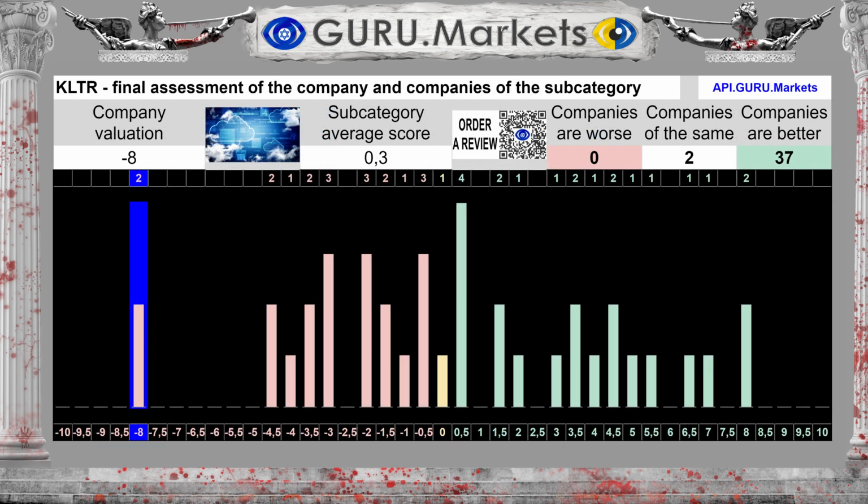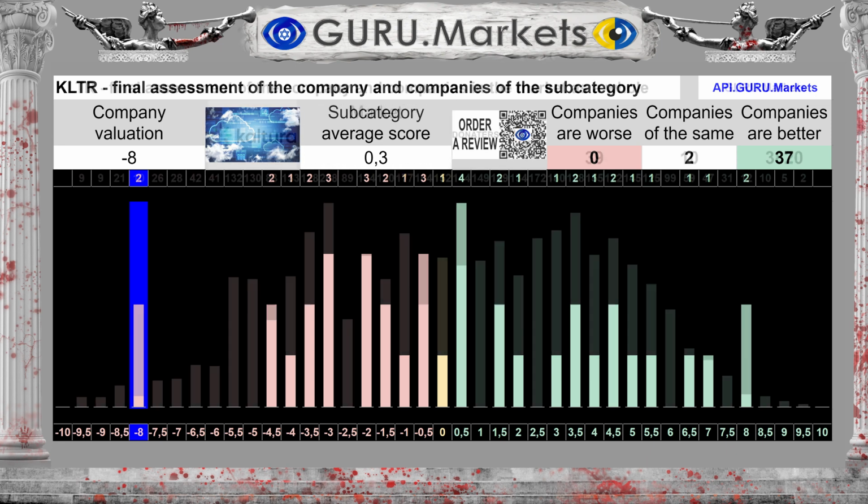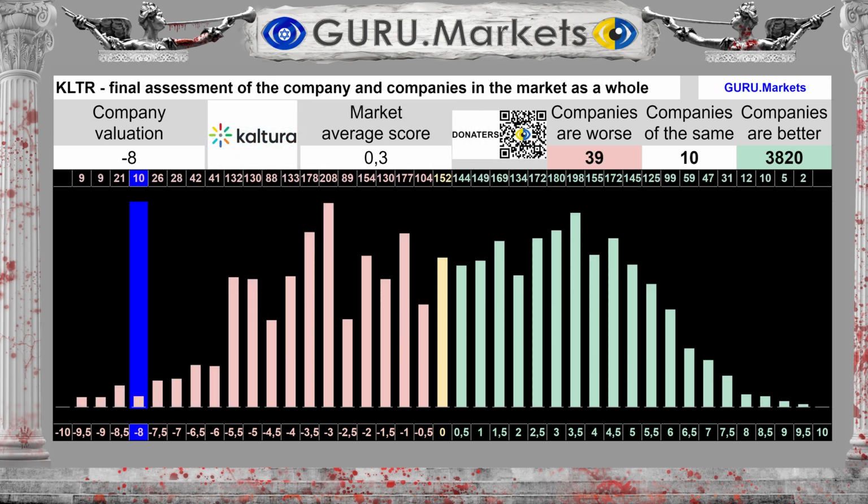The total result is as follows: minus 8 out of 10 points. The average result for the subcategory is 0.3 points. If you look broadly, within the market in general, we see that the average result for the entire stock market in total is 0.3 points, against the score of minus 8 points from Kaltura Inc.